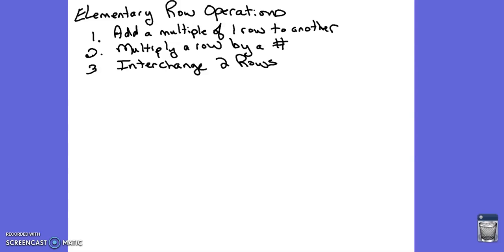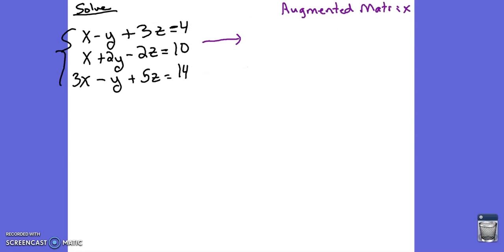Well, that's really what we're going to do here. That's what elementary row operations are. You add a multiple of one row to another, or you can multiply a row by a certain number, or you can interchange 2 rows. So it's the same operations you would do on a system of equations. You're just going to do it with a matrix. So let's walk all the way through how to solve a system of equations, but we're doing it through the use of a matrix.